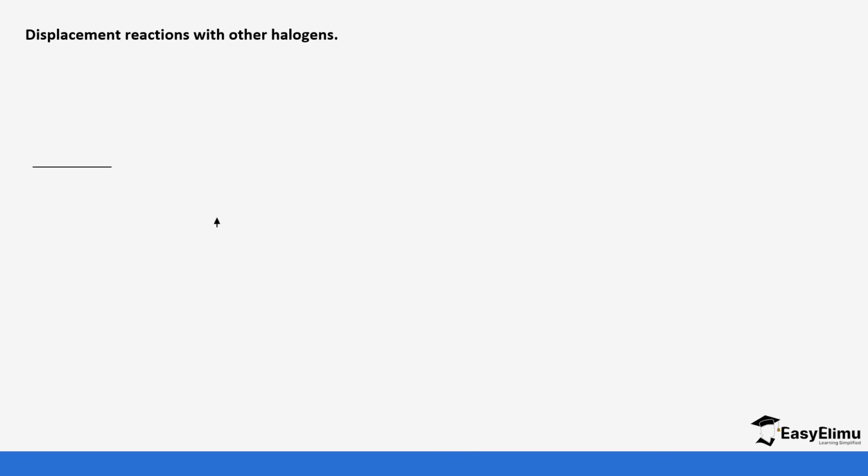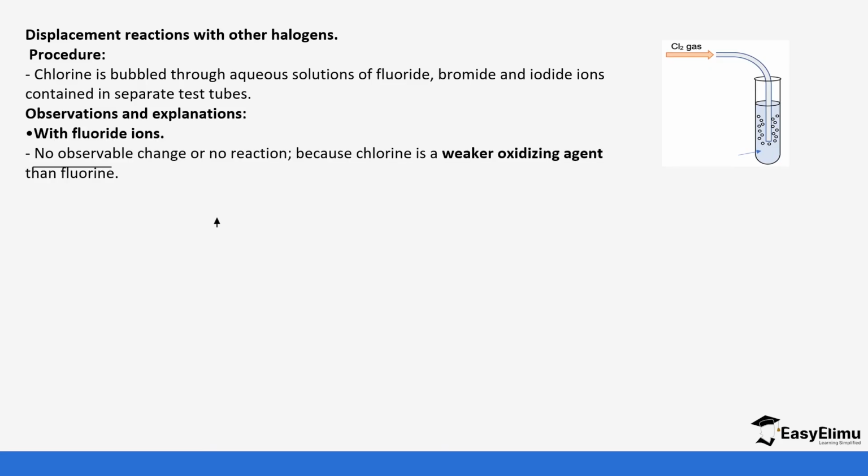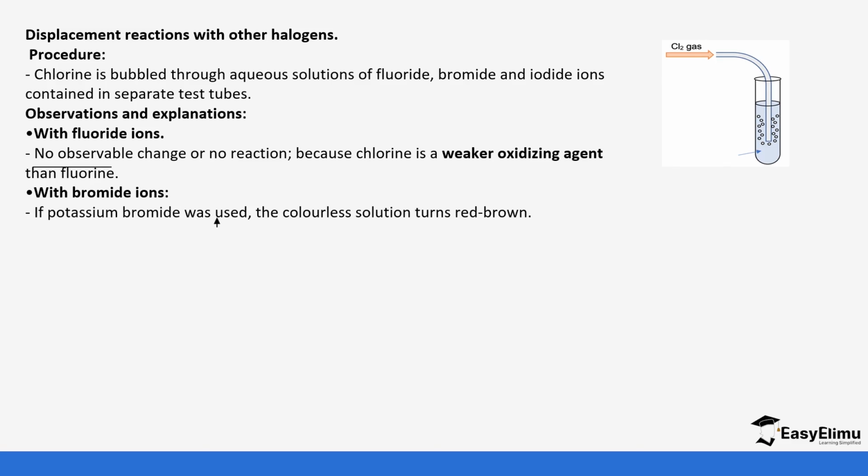Also, chlorine undergoes displacement reactions with other halogens. If you bubble chlorine into solutions containing fluoride, bromide, and iodide ions in separate test tubes, you're going to see some observations. First, with the fluoride ion, since fluorine in the periodic table is higher than chlorine, there's no way chlorine can displace it in solution. That's the reason why there's no observable change in this reaction, because chlorine is a weaker oxidizing agent than fluorine. But with bromide, if we were using potassium bromide, then the colorless solution turns red-brown.